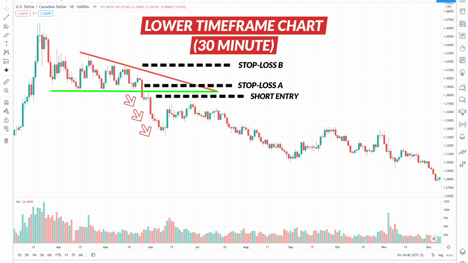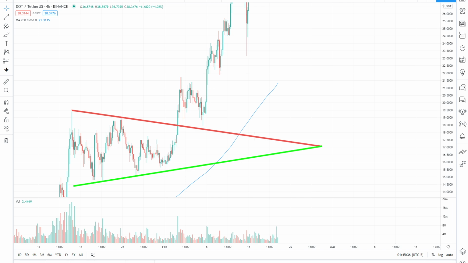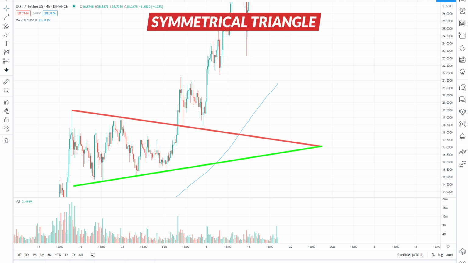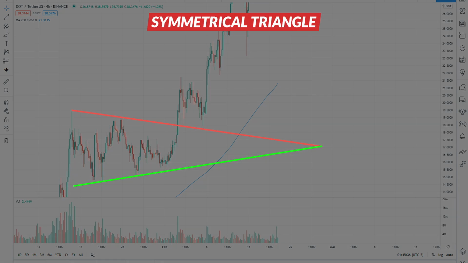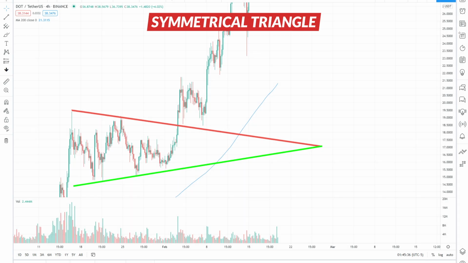This next chart pattern is called the symmetrical triangle. It is a combination of both the ascending and descending triangle. The way that we can identify a symmetrical triangle is due to its descending resistance line and an ascending line of support. This pattern is not necessarily either bullish or bearish. Instead, there is a rather even possibility of a breakout in either direction.